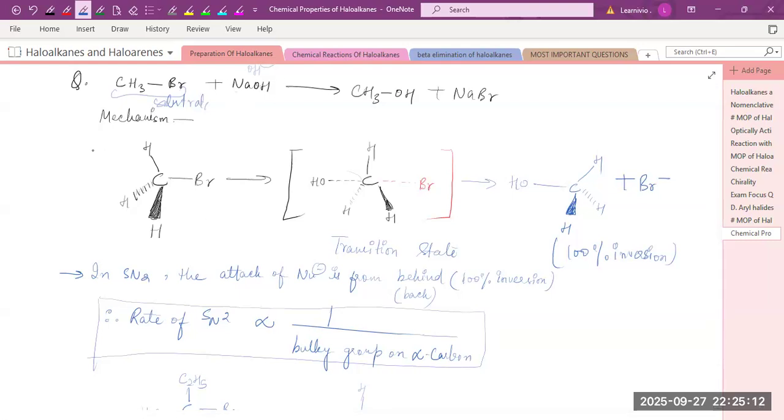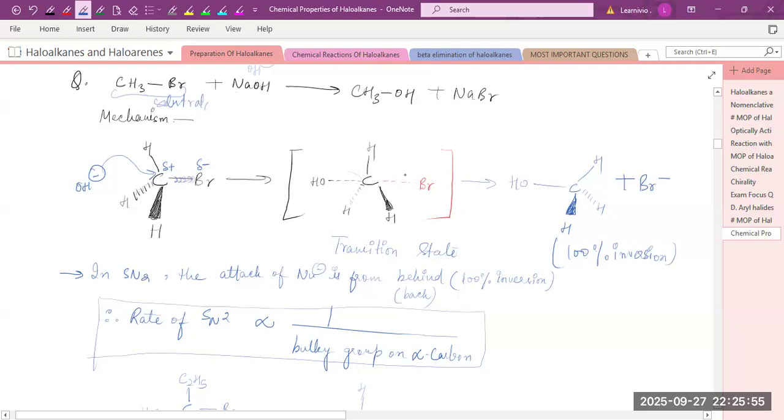Now what happens when the nucleophile comes? What is the nucleophile over here? OH minus. Between this carbon and bromine, because bromine is electronegative, it will pull all the electron density towards itself. Because of that it will acquire a partial negative charge, and this carbon will acquire a partial positive charge. Now when the nucleophile will come, it will attack the positive carbon. Once it attacks the positive carbon, the transition state will be formed. Carbon and bromine is the old bond, and that's the new bond.